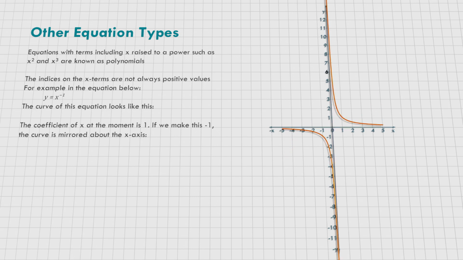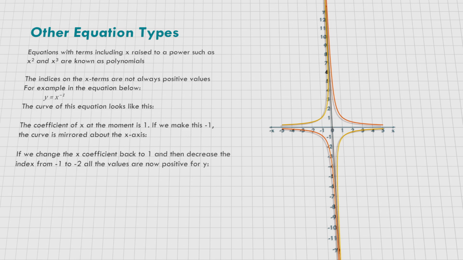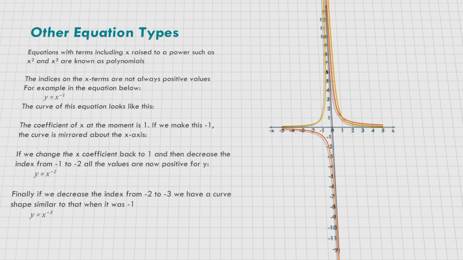The coefficient of x at the moment is 1. If we make this minus 1, the curve is mirrored about the x-axis. If we decrease the index from minus 1 to minus 2, we have a curve shape that looks like this. Finally, if we decrease the index from minus 2 to minus 3, we have a curve shape similar to that when it was minus 1.